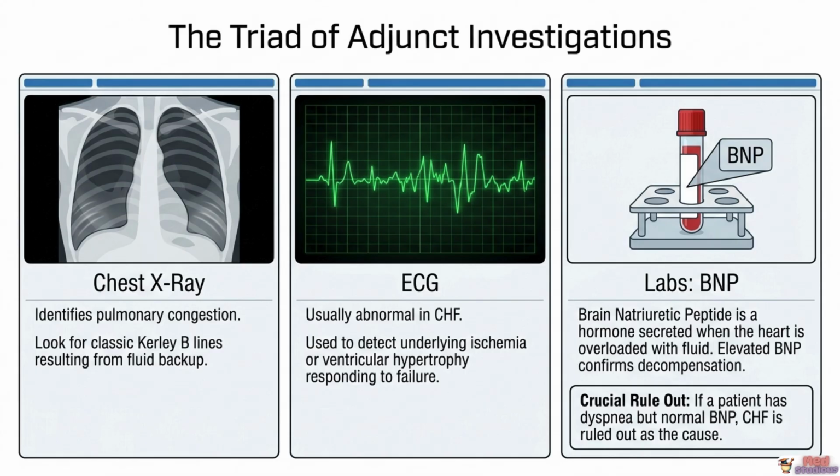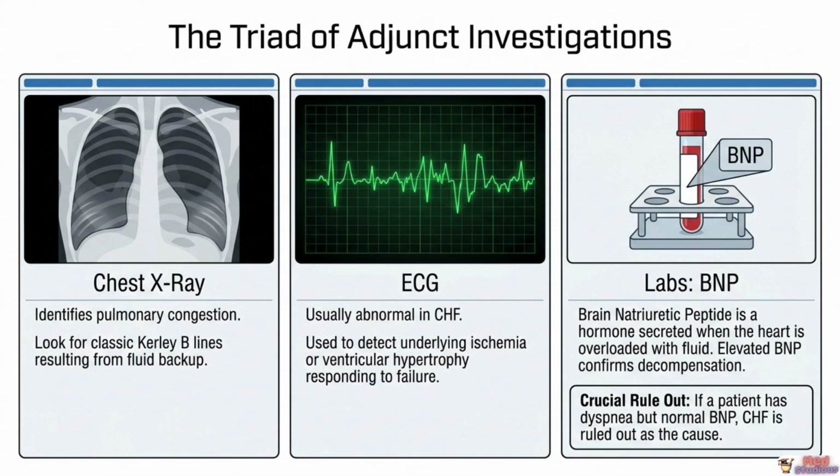Bilateral perihilar haziness in a batwing pattern indicates frank pulmonary edema. Pleural effusions, typically bilateral, develop from elevated pulmonary capillary pressure, causing fluid transudation into the pleural space. The ECG is almost always abnormal in heart failure, though no single pattern is diagnostic. It identifies the underlying etiology: Q waves from prior myocardial infarction, left ventricular hypertrophy in hypertensive or hypertrophic cardiomyopathy, left bundle branch block indicating dyssynchrony, or atrial fibrillation, both a cause and a consequence of heart failure.